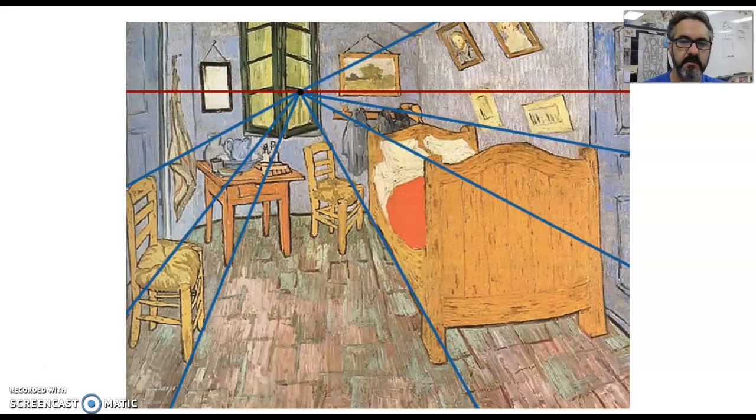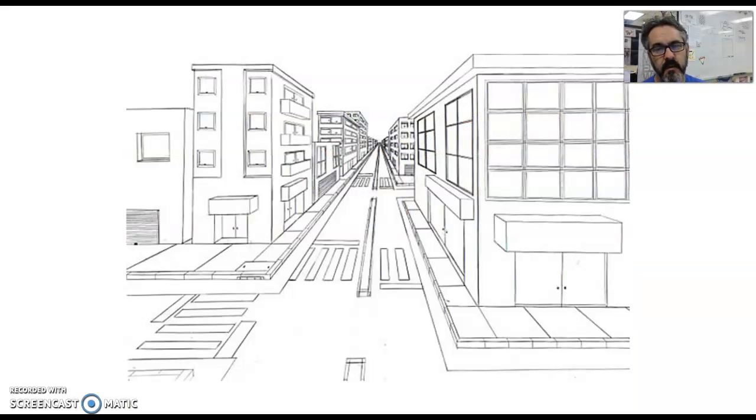Now, how do we use those? Well, you can see here Vincent van Gogh used them to show realistic looking dimension within this bedroom that he painted. You can see it in the bed, you can see it in the line of the pictures, you can see it in the line of the chair's feet. And this is going to be similar to what I'm going to ask you to do. Most commonly, you will see this in drawings of like city scenes, scenes like this where you can actually use all the vertical and horizontal lines to your benefit.